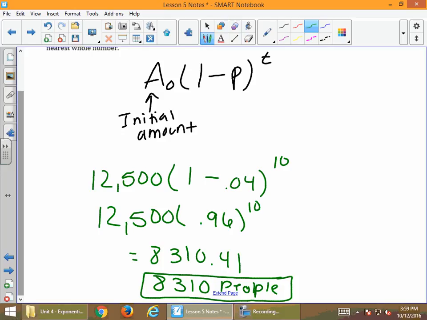You need it. And as always, the initial amount goes first. Inside your parentheses, it's 1 plus or 1 minus, depending on your situation, your scenario, your percent as a decimal, and then time is always your exponent.